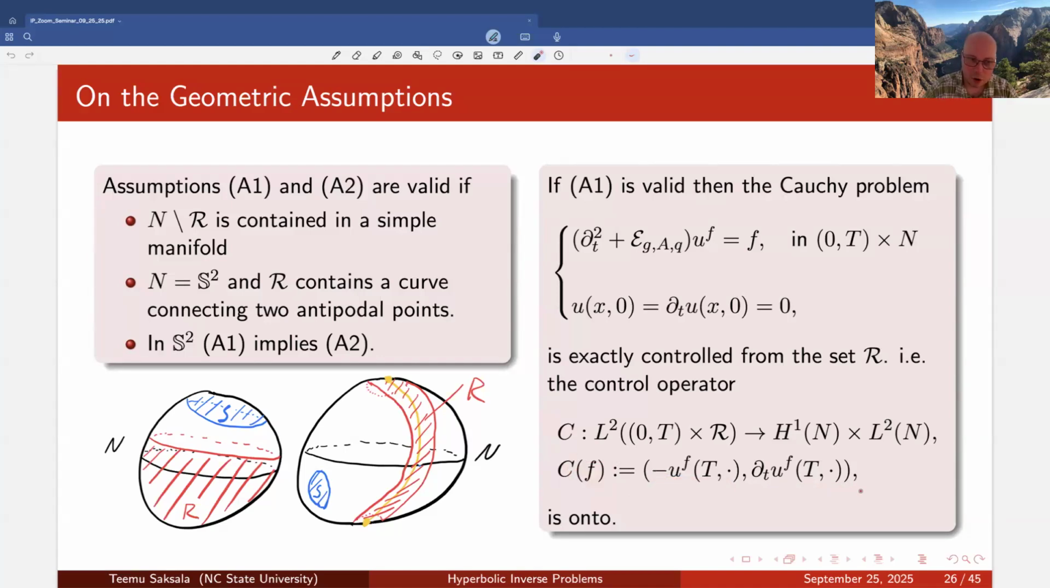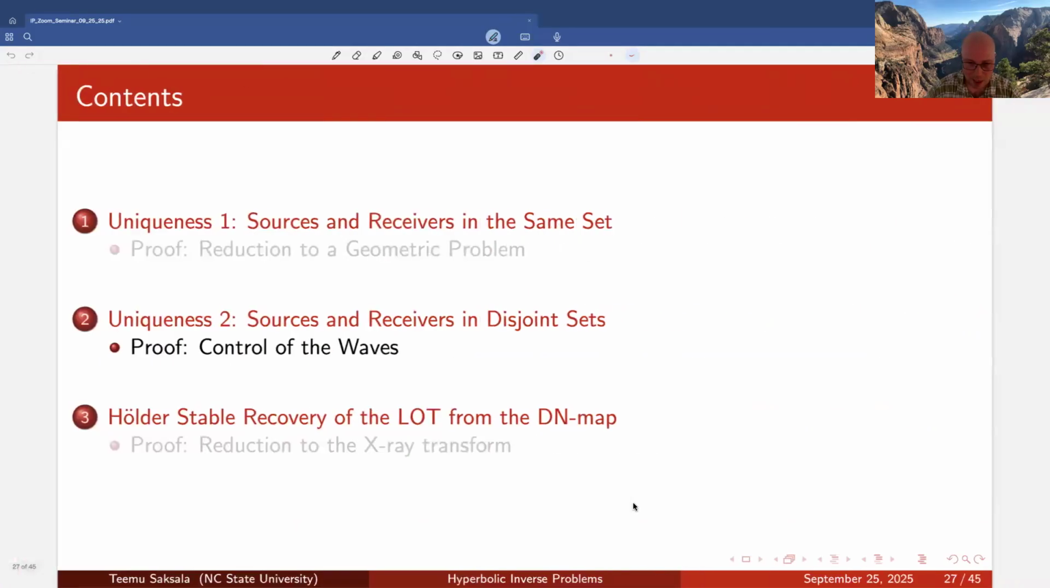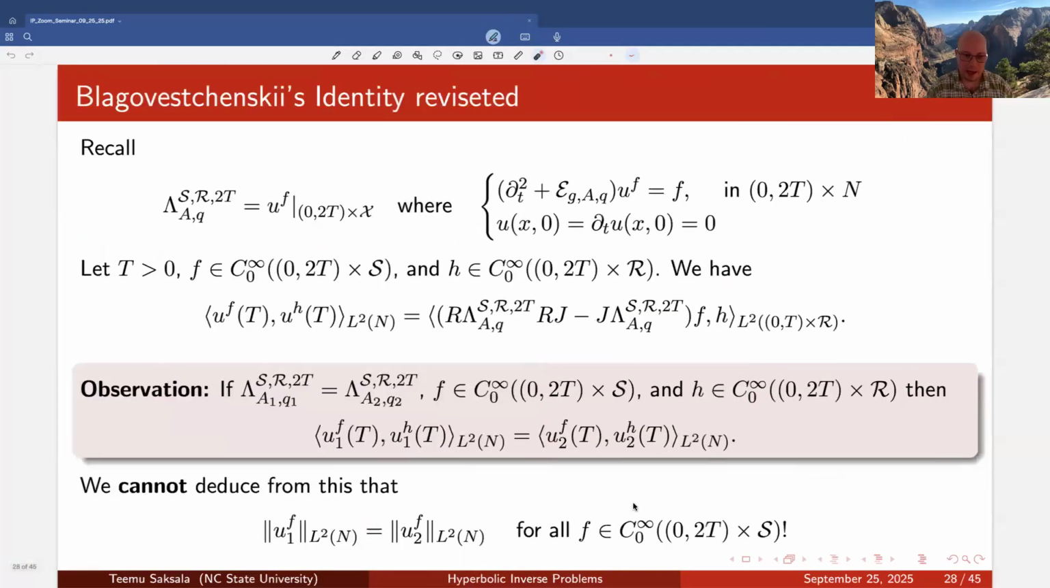And now this control condition, if that's true, then it's well known that this operator is onto. Why do I really need this kind of condition? It's because I will lose something in this disjointness. So again, we can prove the Blagoveshchensky identity, which now looks effectively very similar to the previous case.